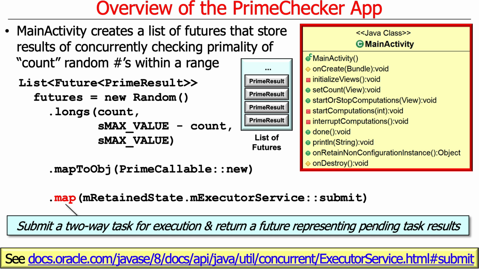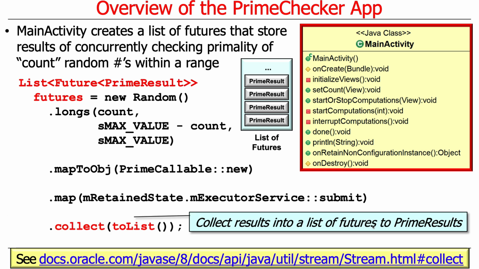And remember, what submit does, this is another example of a method reference, mExecutorService::submit. What this does is it goes ahead and submits a two-way task for execution, and it returns a future to a prime result. So that's the pending task results that are going to be running after the computation finishes in a background thread in the worker pool. And then the final thing we do is we take that stream of futures and we collect it into a list of prime results.